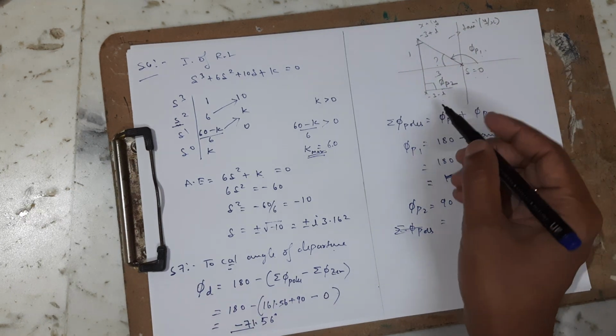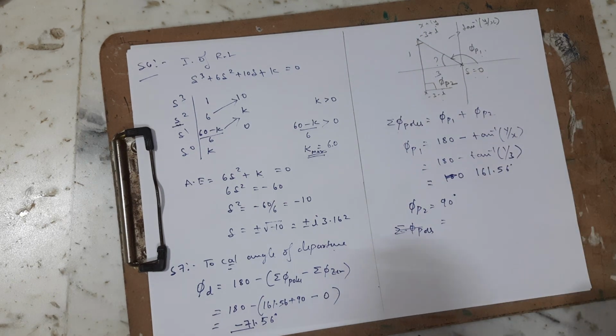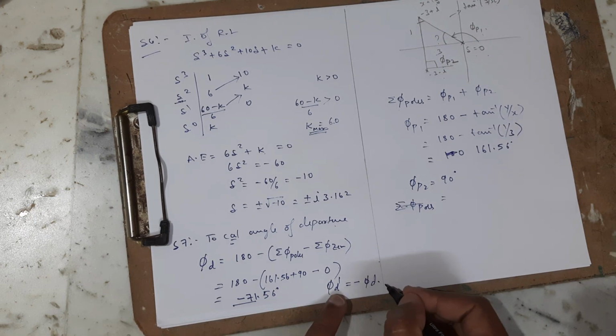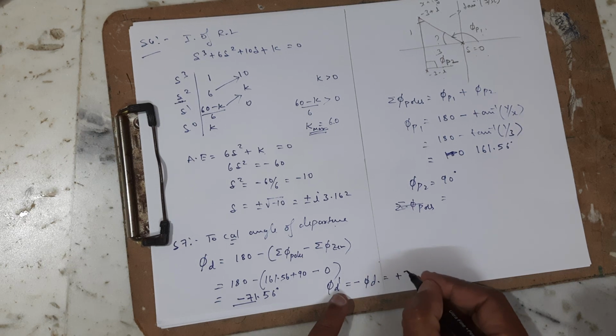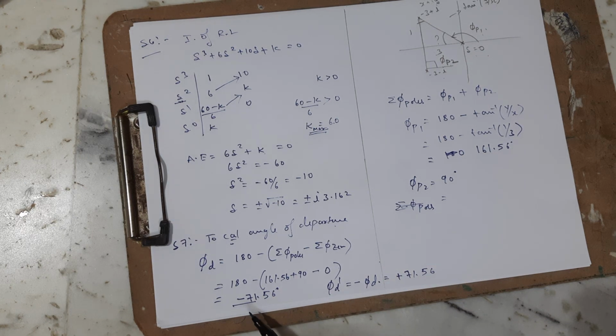In the same way I need to find the angle of departure for minus 3 minus j. These are the two conjugates. So phi dash, the angle of departure for the other pole, will be minus of phi d. For phi d it is minus 71.56, so phi dash, the angle of departure for the other pole, is equal to plus 71.56. So this is how I find the angle of departure.